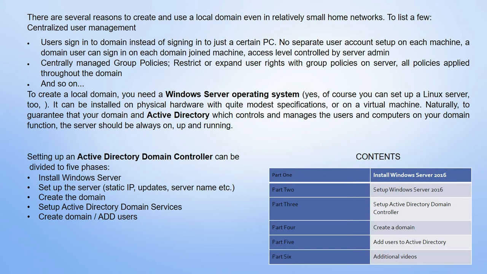So these are the contents, where these 5 sections are divided one by one. Part number 1 is install Windows Server 2016, part number 2 is set up Windows Server 2016, 3 is set up Active Directory domain controller, 4th is create a domain, then add user to Active Directory is your 5th, and some more videos are there.